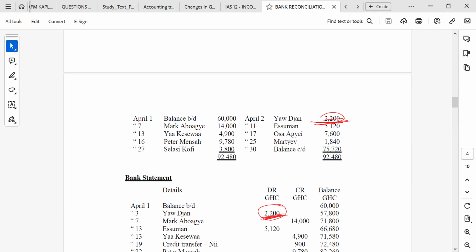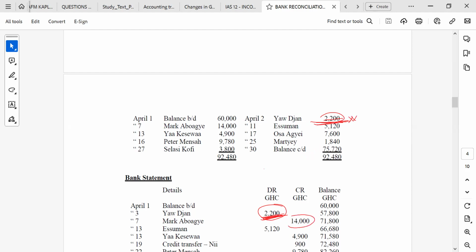Yes, sir. What does it mean? It means that both entries have been effected, so no need to consider that one. Oh, no, it means that the person has presented a check for payment. So this is not an unpresented check. It's only those entries over here that are not captured over here that will be treated as unpresented check. So this person has presented a check for payment. So you just ignore this one. This has been captured already.